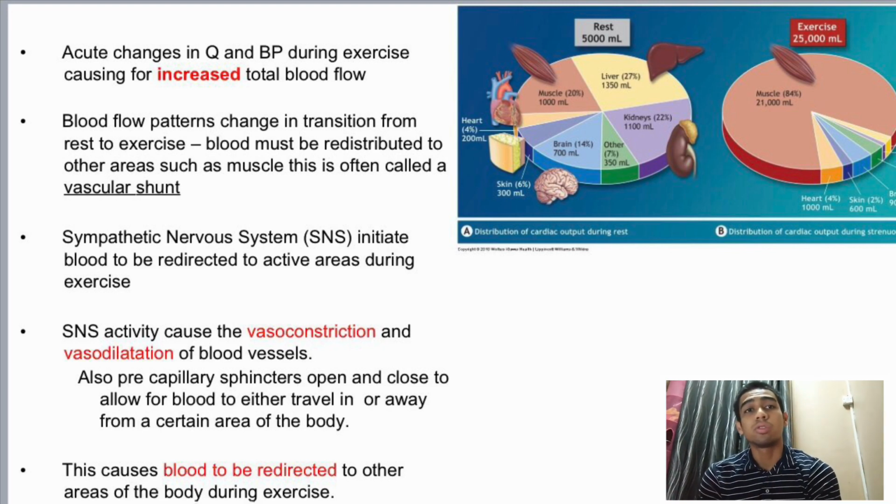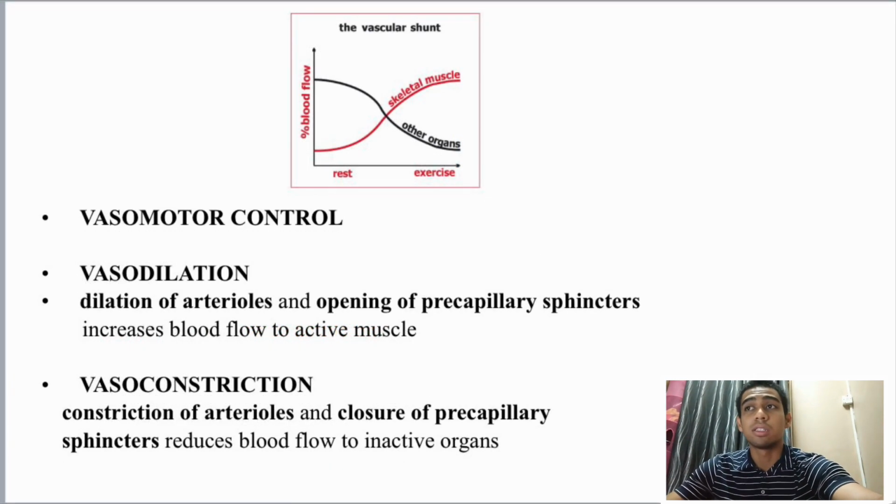The SNS produces catecholamine. It causes vasoconstriction and vasodilation. Vasoconstriction and vasodilation are called vasomotor control. Vasodilation is increased blood flow to active muscle. Vasoconstriction is reduced blood flow to inactive muscle.